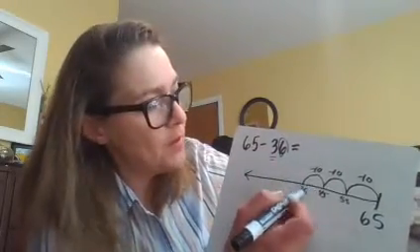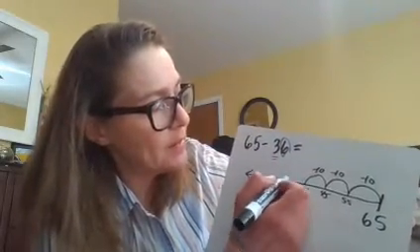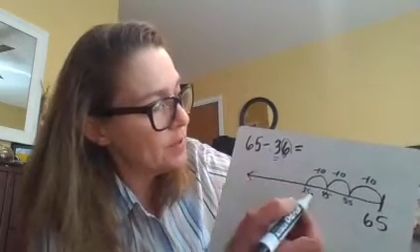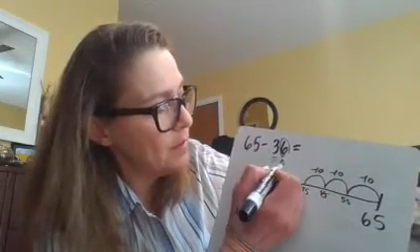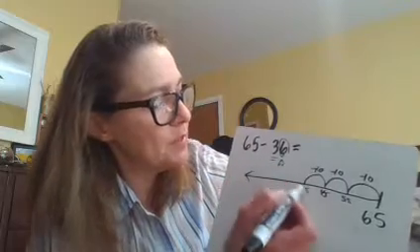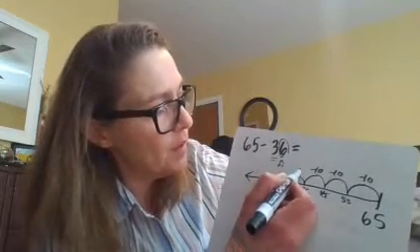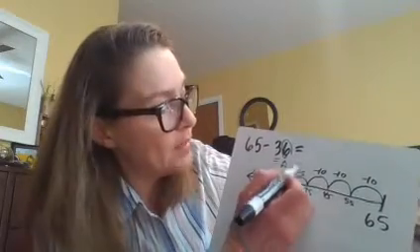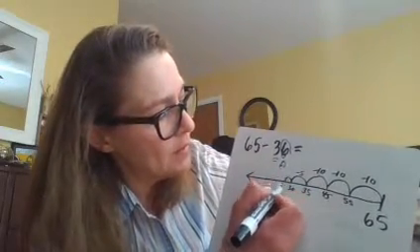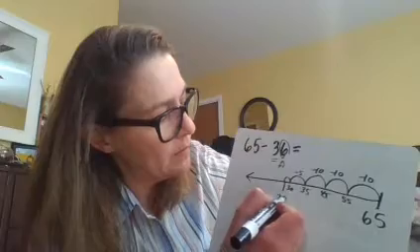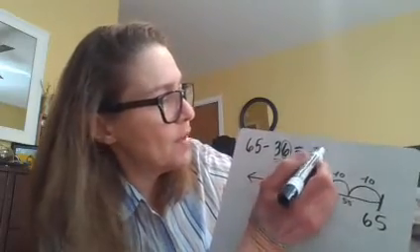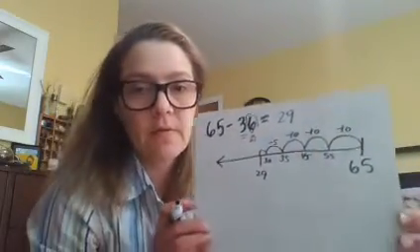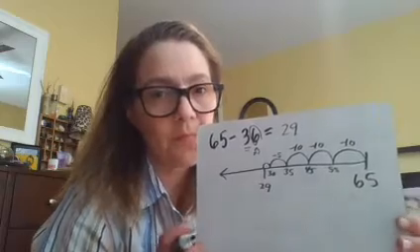I know that I can go back 6 hops, or I could just make this a 5 and a 1, because I know that 5 plus 1 equals 6. So I'll do the 5 and 1 hop, and then I'll end up on 30. And then I still need to minus the 1, and that'll be 29. So my answer, 65 minus 36, is 29.